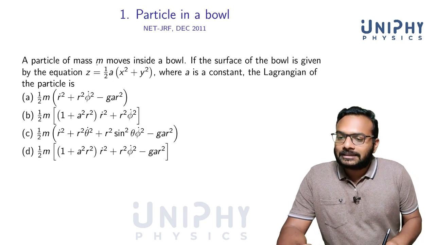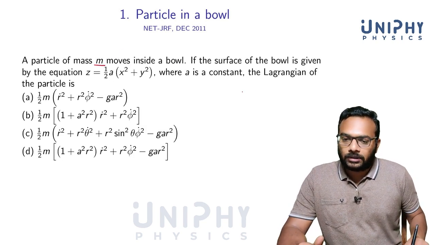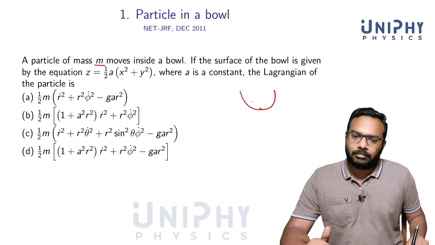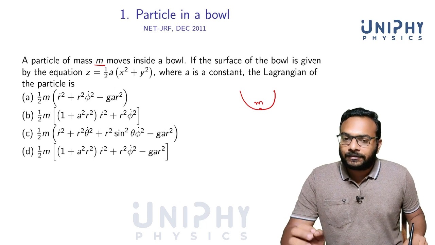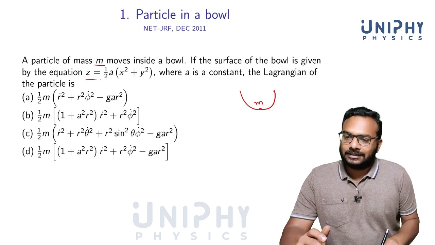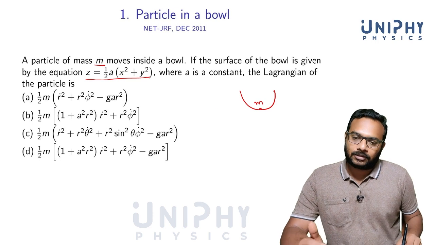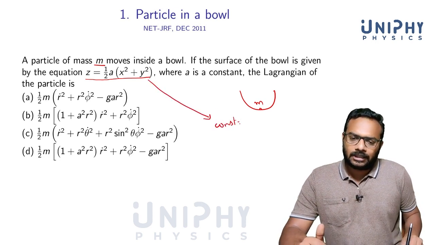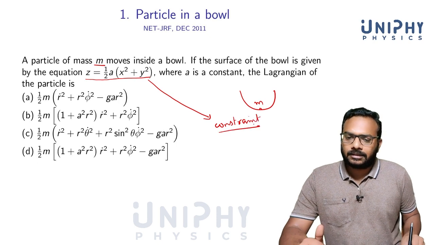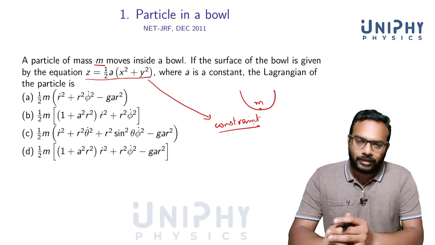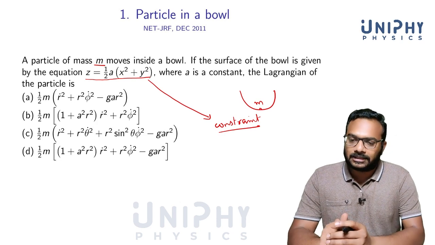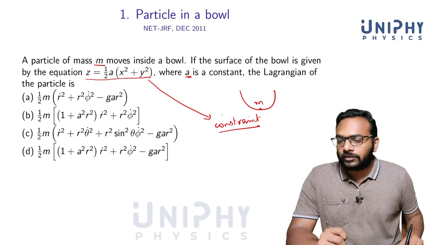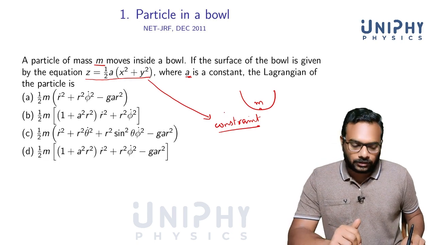A particle of mass m moves inside a bowl. If the surface is a bowl like that and there's a particle of mass m moving inside it, and the surface of the bowl is given by the equation z is equal to half a (x square plus y square), this we can call the constraint. The particle is constrained to be on this particular surface defined by this equation, where a is a constant. You are supposed to find the Lagrangian of the particle.